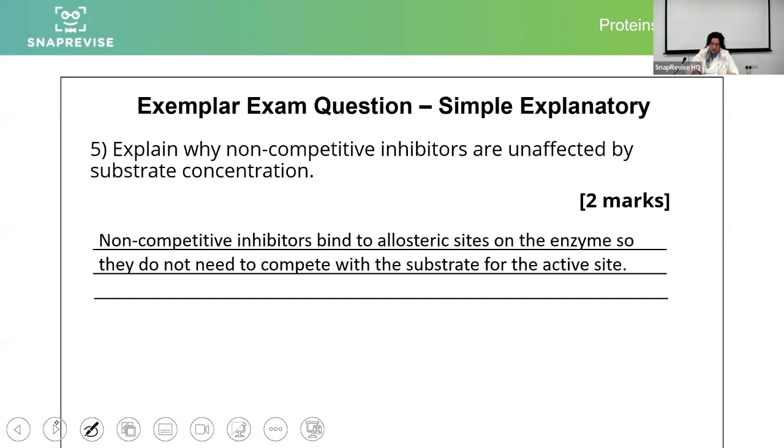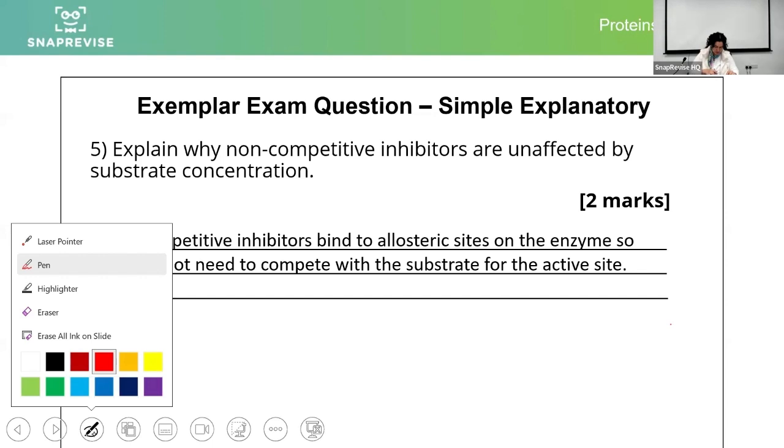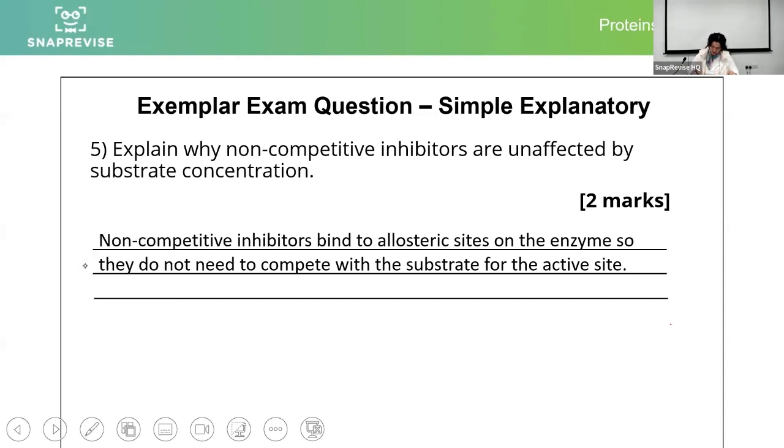Non-competitive inhibitors bind to allosteric sites. Non-competitive inhibitors will bind to allosteric sites on the enzyme. That is one mark, just stating where they bind. So they don't need to compete with the substrate for the active site. That is my second mark here.